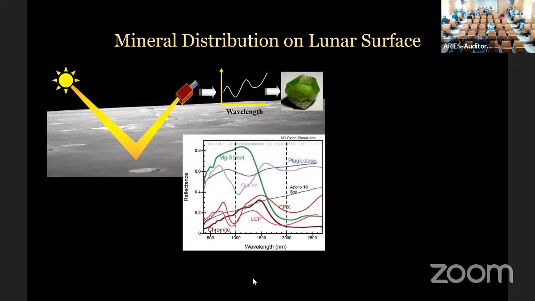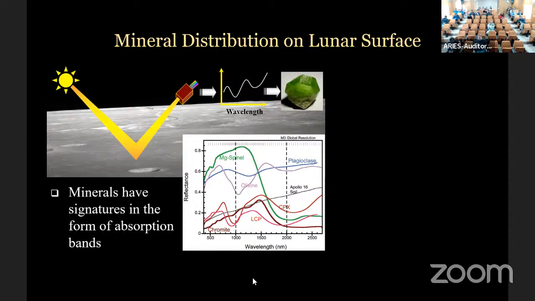Here are some of the common minerals that we find on the surface of the moon. Some of them we also find on Earth. So minerals have signatures in the form of these bands, which are called absorption bands. They have physical bases, and therefore they are considered as DNA fingerprint for identification of mineral. We use this for both identification as well as quantification of the mineral.